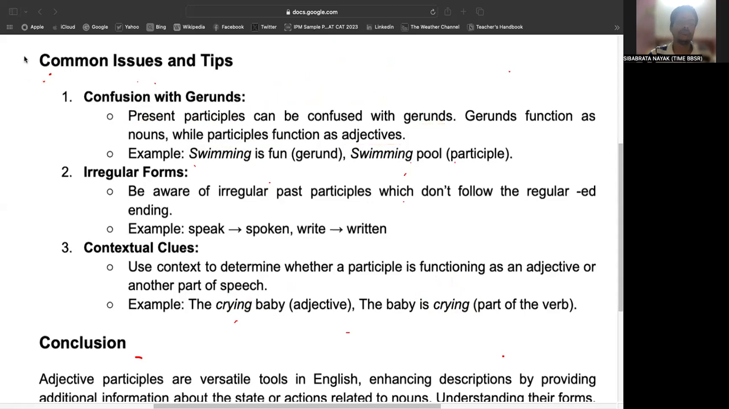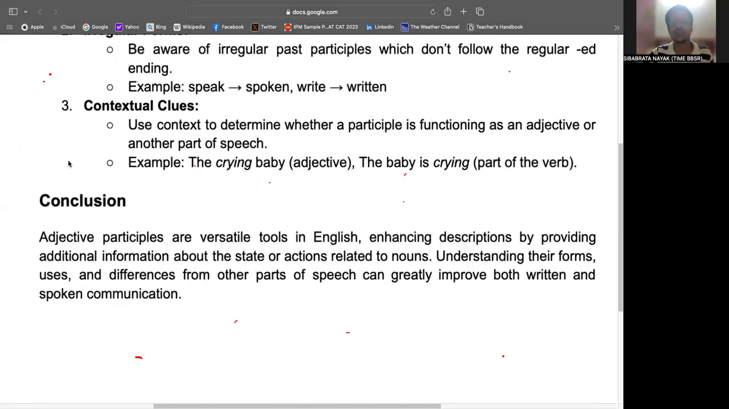Coming to the conclusion, what does the conclusion point out? You can say adjective participles are versatile. Versatile means a master of all tools in English, right? They enhance descriptions by providing additional information about the state or actions. If it is a present participle, it indicates continuation. If it is a past participle, it indicates completion. But both do the role of attributive, predicative, or postpositive, and they tell the state or action of the subject.